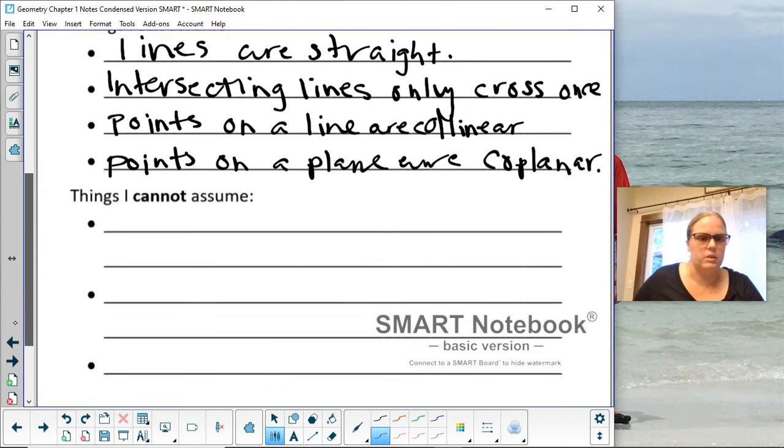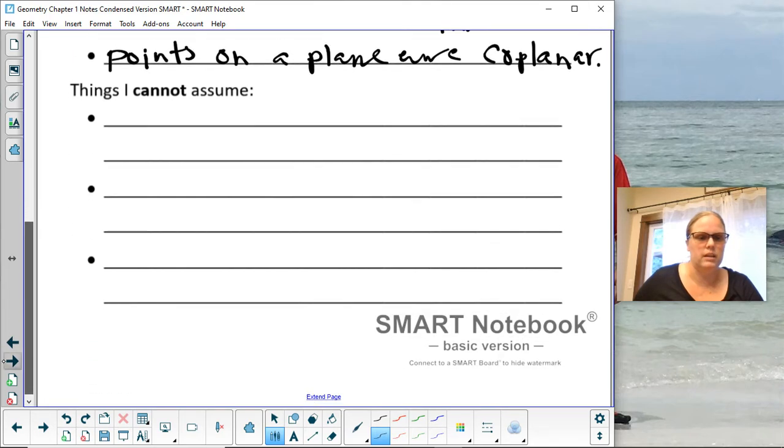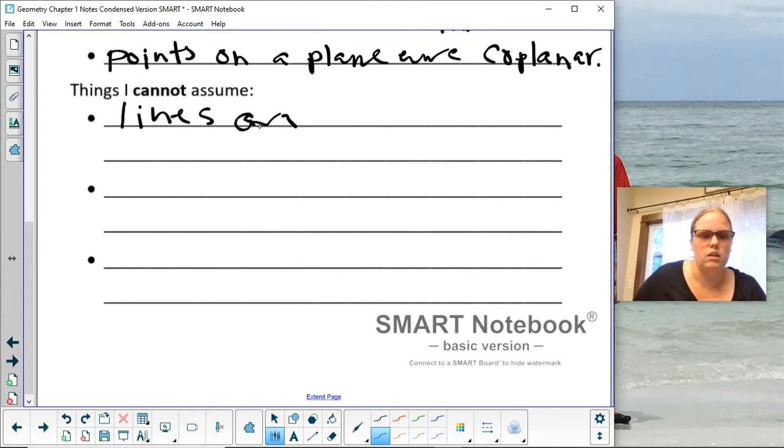All right, now there are things that we cannot assume as well. So we cannot just say, yeah, that's true, just because of how it looks. So the first one is going to be that if you see two lines that they look parallel, you cannot just say that they are because they look parallel. They have to have markings proving that they're parallel. So I cannot assume lines are parallel, but must have marks.